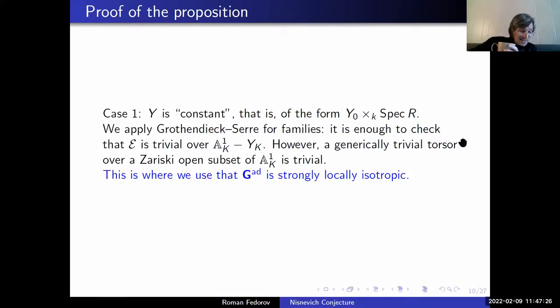And in this case, the statement just follows from the Grothendieck and Serre for families, because in this case, A^1 minus Y is a constant family over R. So by Grothendieck and Serre for families, I just need to check the statement at the generic point. And at the generic point, it is well known. It follows from a result of Philip Gille, who is here. I think it goes back to a technique of Raghunathan and Ramanathan. But to be able to apply Grothendieck and Serre for families, I need this adjoint group scheme to be strongly locally isotropic. So that's the first step. Any questions about this?